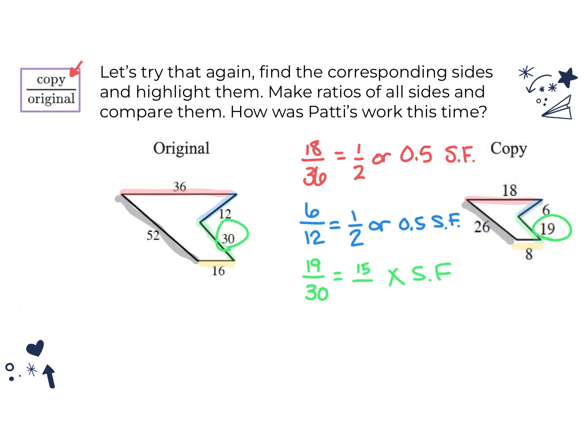So you can stop at that point. You don't have to continue because once one side fails, then the entire shape is not similar. But let's keep going. Say that you did the 52 and 26. So let's go ahead and do that one. If we have 26 on the top and 52 on the bottom, we know that half of 52 is 26. So we have 1/2 and our scale factor would be 0.5. So it works here and here and here, but it does not work here. So how was Patty's work this time? It was not correct. This side should have been 15. So these two shapes are not similar.